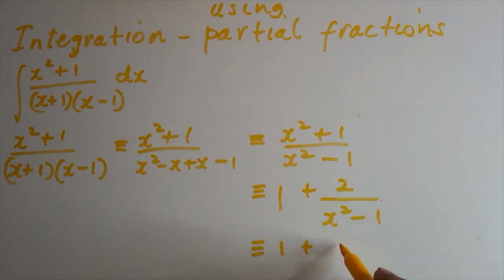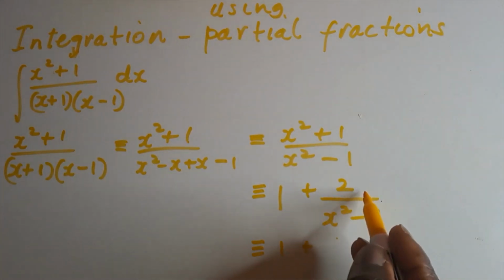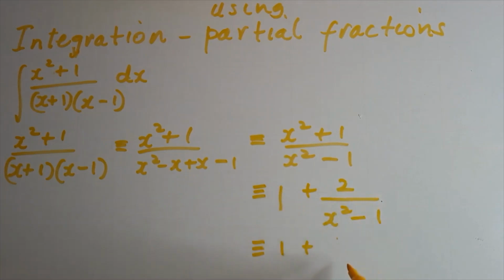and we apply partial fractions to 2 over x squared minus 1. We have 1 over x minus 1 minus 1 over x add 1. Let's make sure you can see this.